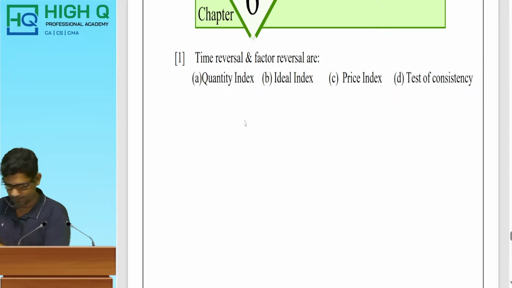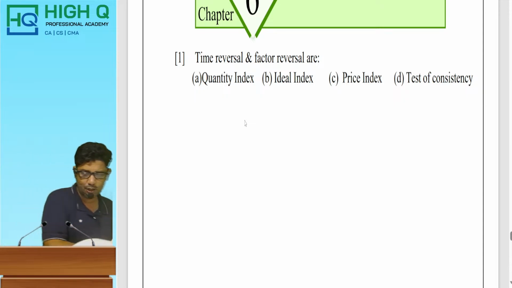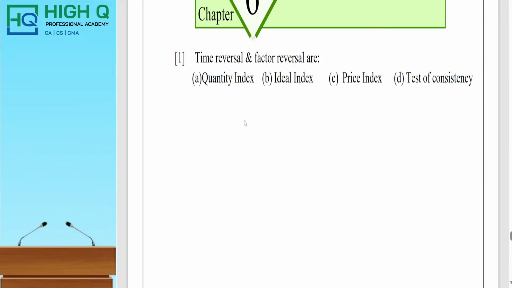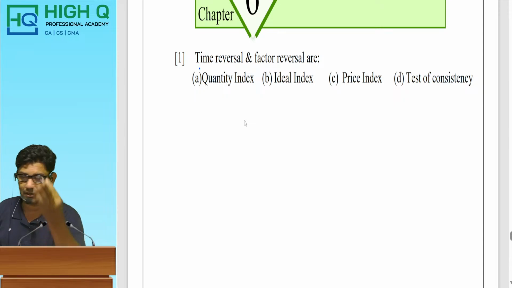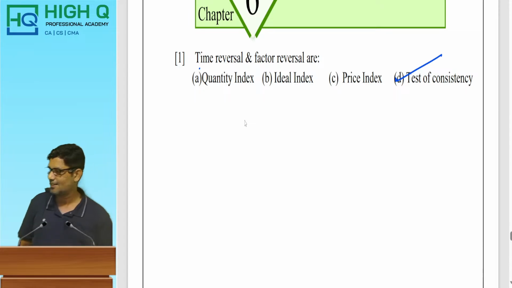D. Chota Bhim has given D. Rahul Raj, D. Others, please give me the answer, my dear. So, time reversal and factor reversal, just now only we did. What is it? Test of consistency.